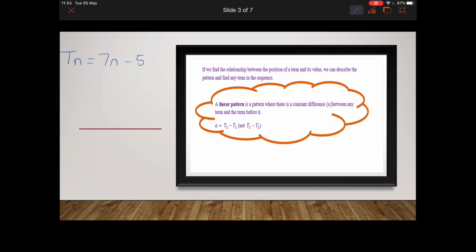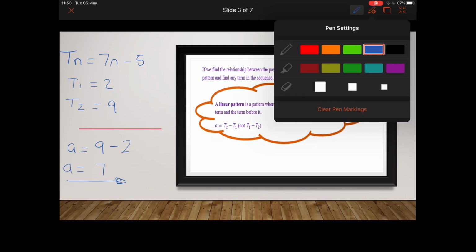So I said that I got, for T1, I got 2, and for T2, I got 9. So now according to this rule, I say A is equal to T2, which is 9, minus T1, which is 2, which equals 7. That means that A is equal to 7.